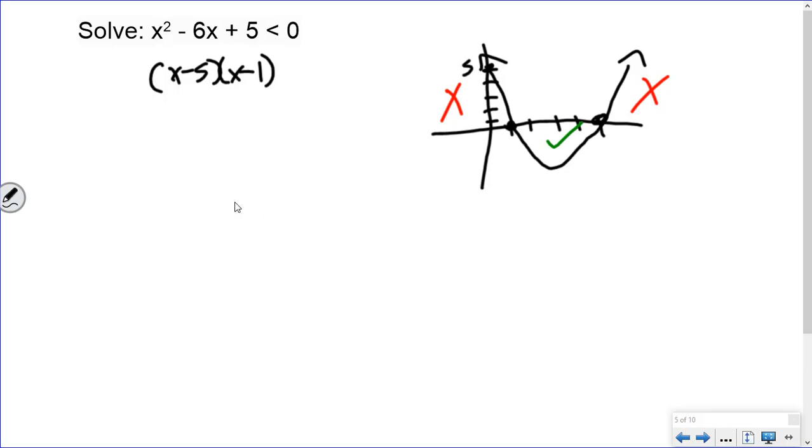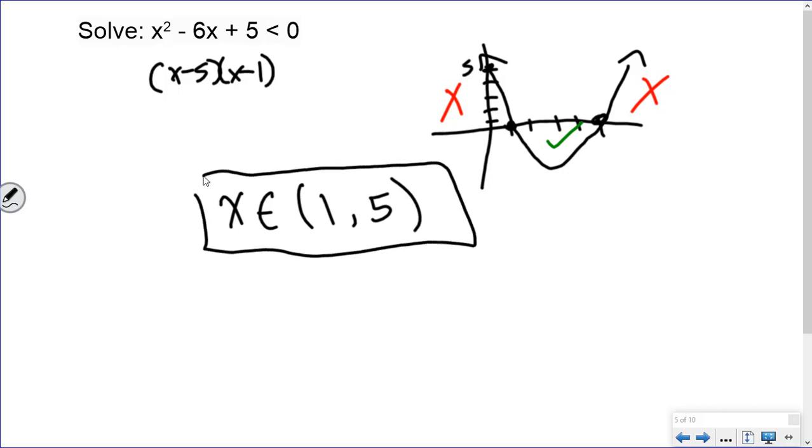So the answer here is x is an element of, and again, I'm going to use round brackets because I'm strictly less than. So I don't want the numbers themselves because I don't want them to be equal to. But x is an element of the numbers from 1 to 5. And that's it. That is my solution, right? No infinities, no negative infinities, because it is completely sectioned off by this x-intercept to this x-intercept. That small region is where my solutions are.